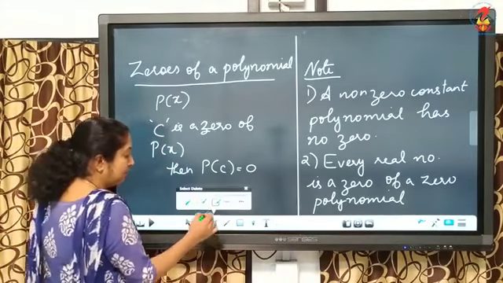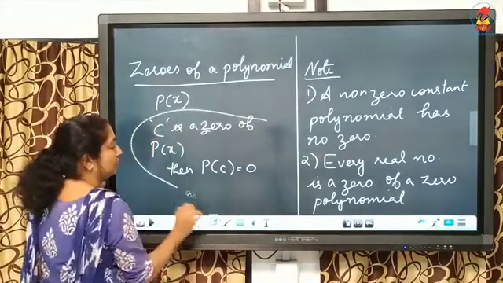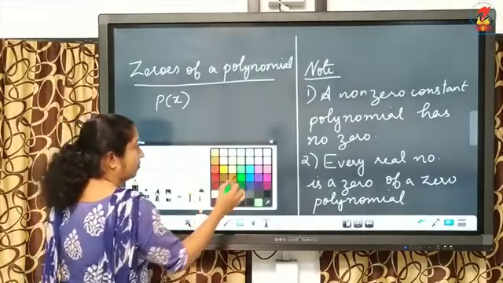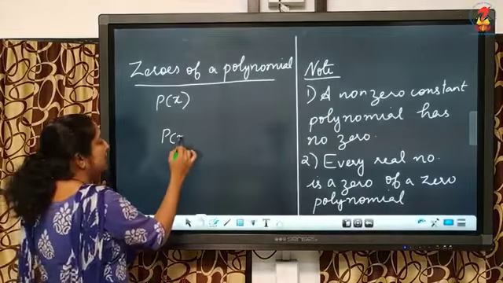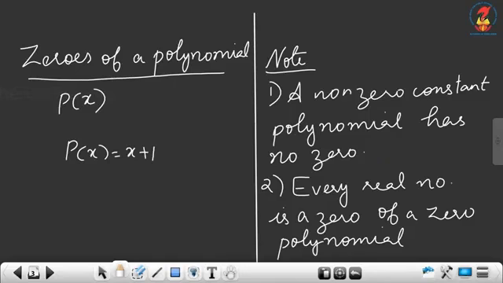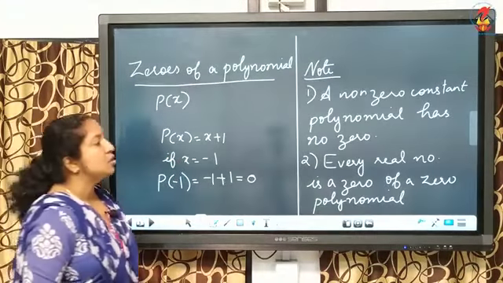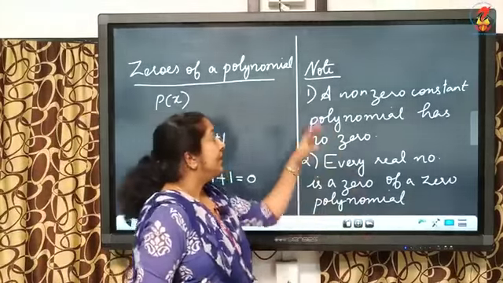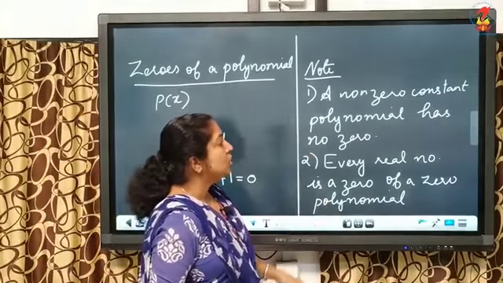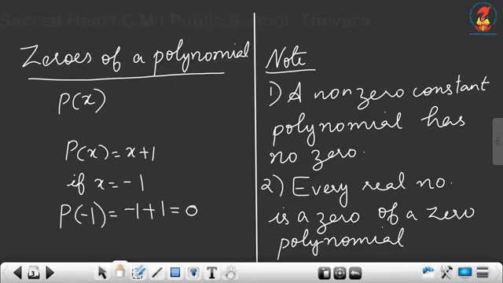Consider an equation p of x is equal to x plus 1, and if x is equal to minus 1, p of minus 1 is equal to minus 1 plus 1 which is equal to 0. So, what we can say is minus 1 is a 0 of the polynomial p of x is equal to x plus 1. Next, as a note, a non-zero constant polynomial has no 0.